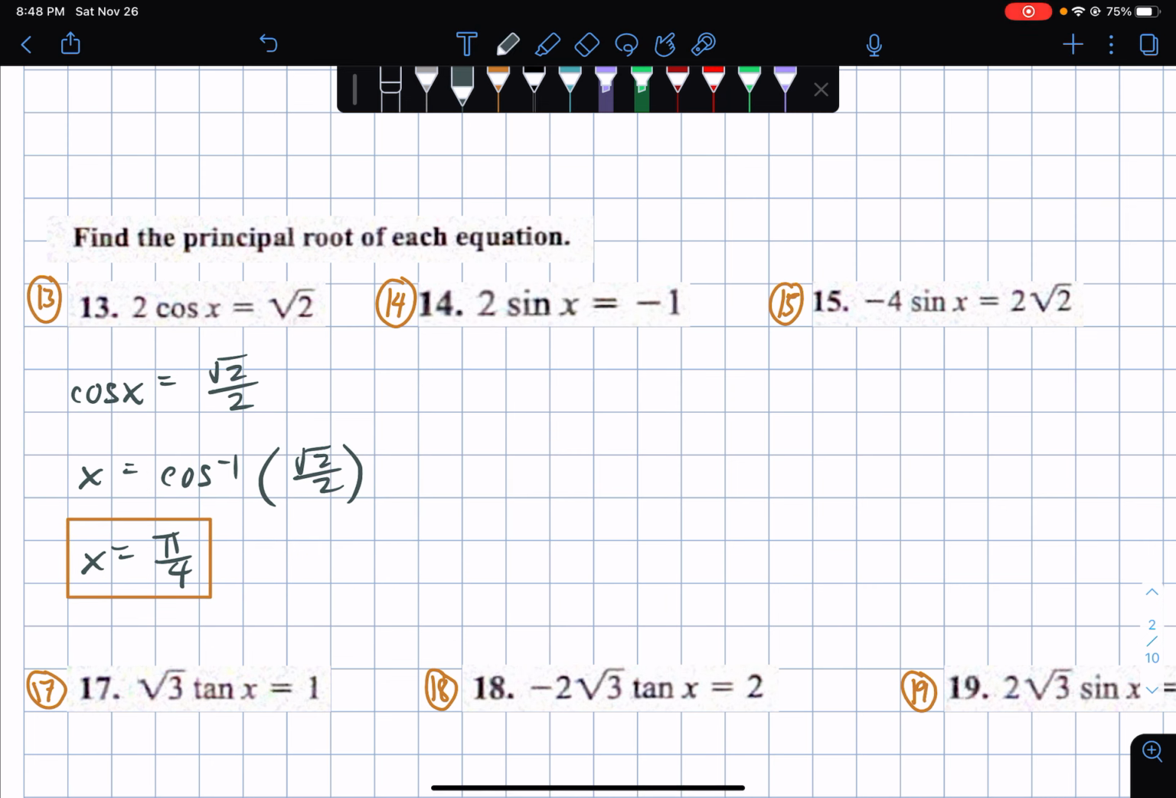Okay. For number 14, 2 sine x is equal to negative 1. Divide both sides by 2. So we have negative 1 over 2. X is equal to the arc sine of negative 1 over 2. X is equal to negative pi over 6.